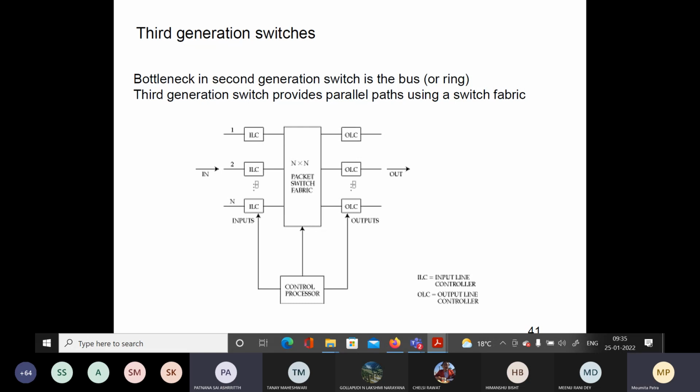We have an input line controller, we have an output line controller at each input and output port, and there is a control processor in between which does its task of telling where the packet should be moved to. Okay, so this is how it works.